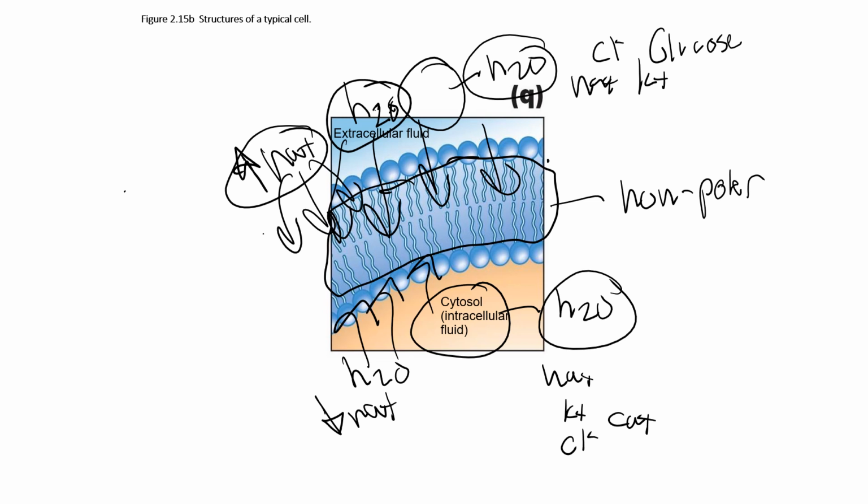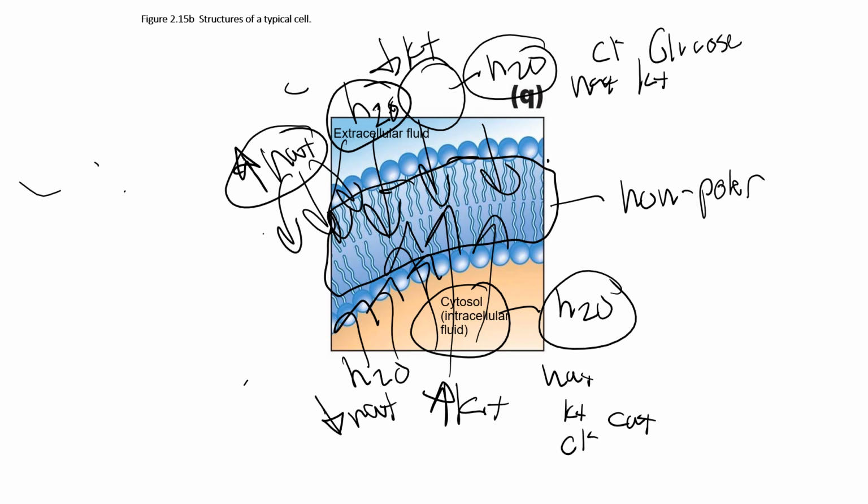Now let me give you another example. Potassium is a positively charged ion, and it's high inside of our cells. It's low outside of our cells, so it's always trying to get out. Is potassium going to be able to get out? Well, potassium is a positively charged ion. The core of the plasma membrane is nonpolar. They can't coexist, so potassium has no means of doing so.